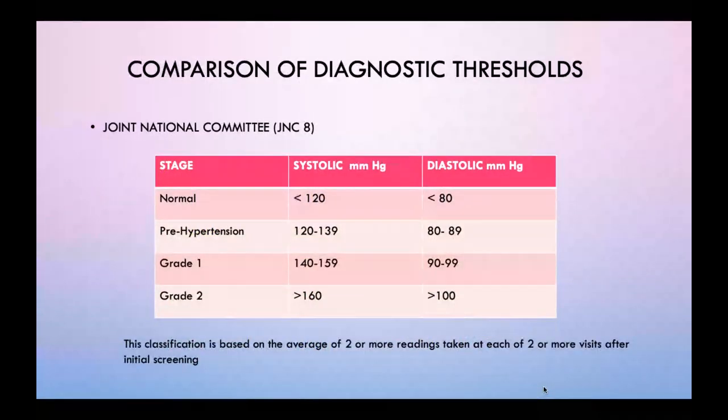8. Again, this slide highlights what the JNC 8 criteria are, so you can get familiar. And again, stated here, this classification is based on the average of 2 or more readings taken at each of 2 or more visits after initial screening.